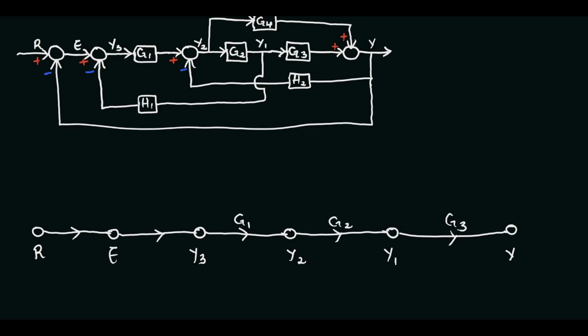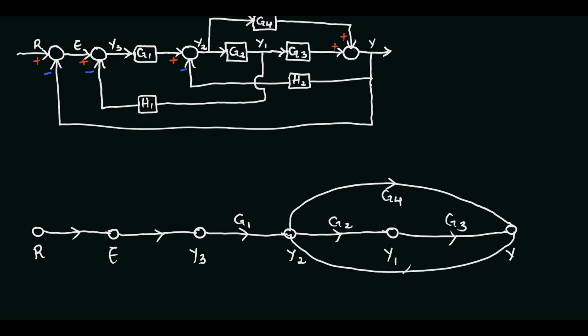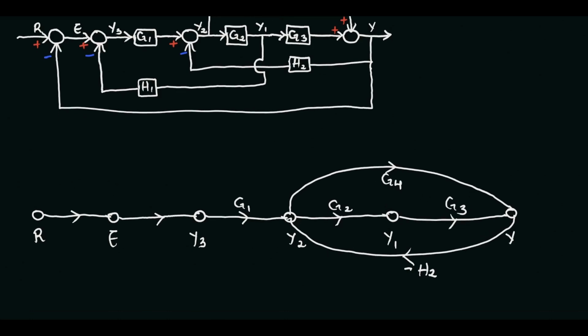And we have a connection between Y2 and Y. So you draw it like this, Y2 and Y. This will be your G4. And we have a feedback loop from Y to Y2. That's minus H2. This is the minus. And you have that feedback from Y1 to Y3.